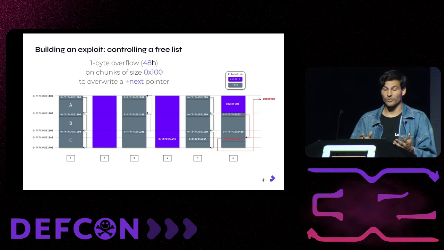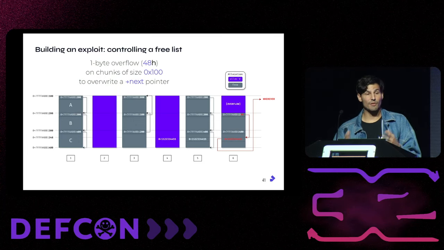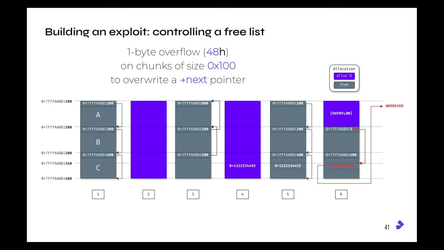And the final idea here is that we have a one-byte overflow using the Iconv bug. And we want to use it to alter some free list and get complete control over it. And the way that we can do this is a six-step process, which is pretty simple, but I will still explain it to you.